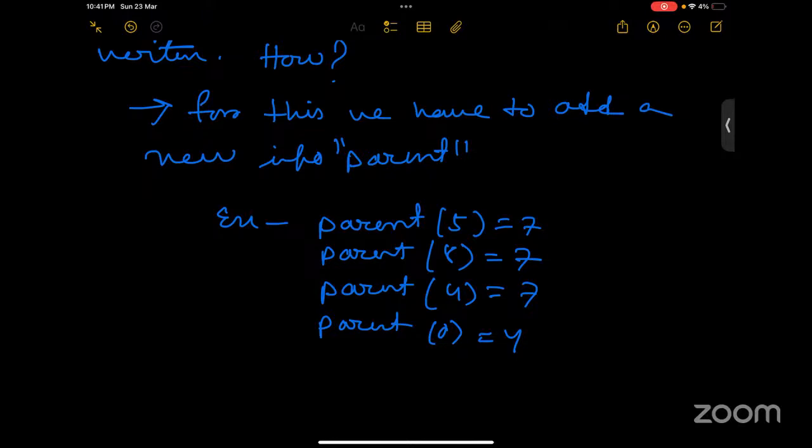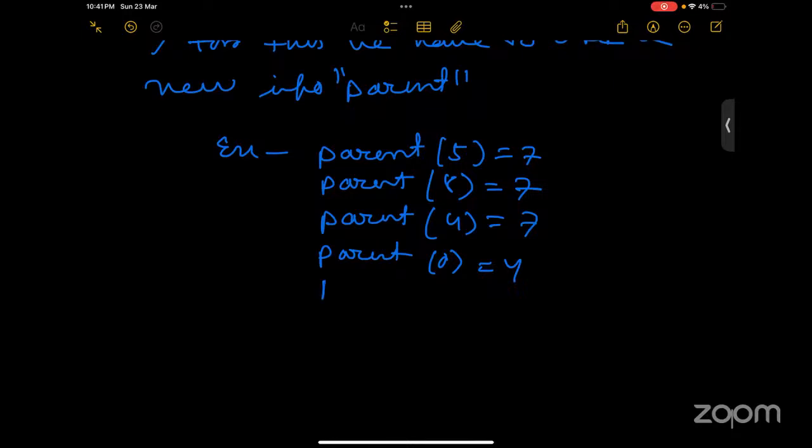Okay. Then from 4, we visited 0 and 3. So the parent of 0 and 3 is 4. Like that, we will check the parent. Okay. Is it clear? Parent of 3 is 4. So this is the example.